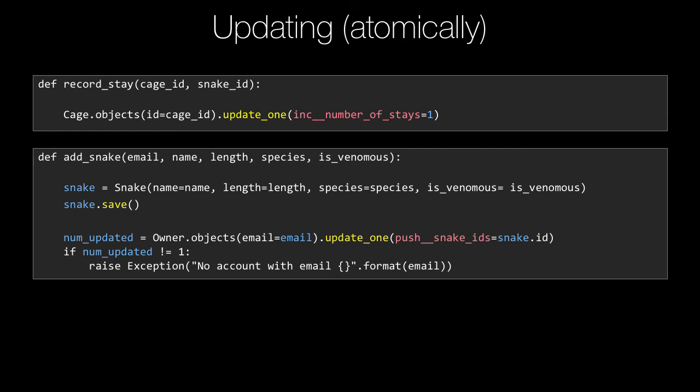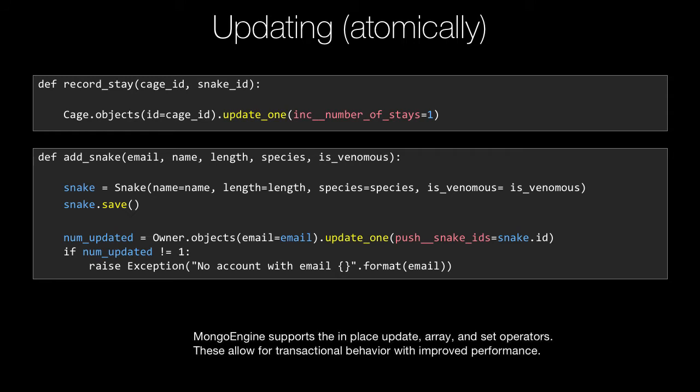So MongoEngine supports these in-place updates, array operations, and set operations, like increment as well as push. And these are both better for concurrent safety. Think of them as basically transactional, and they're better in pure performance. They're not always as simple to work with, but they are better if you can use them.